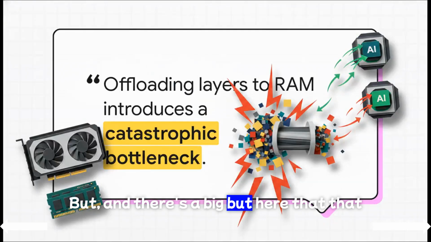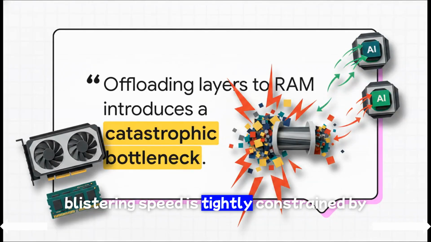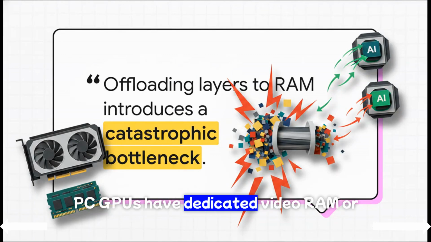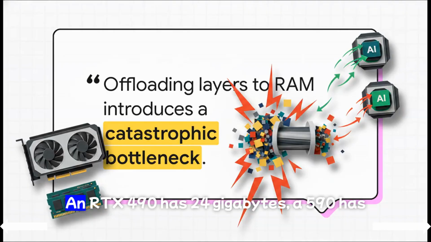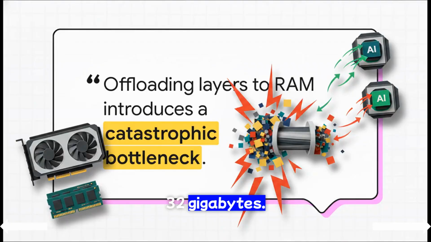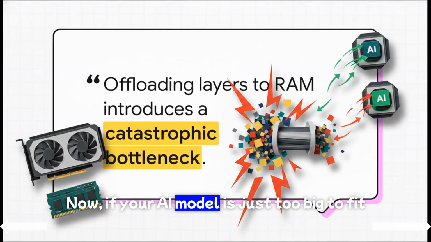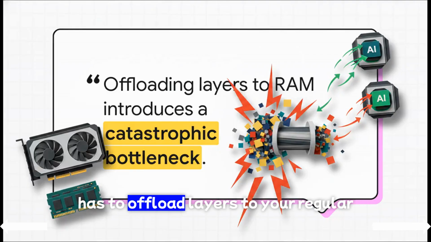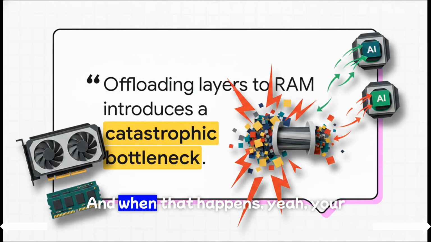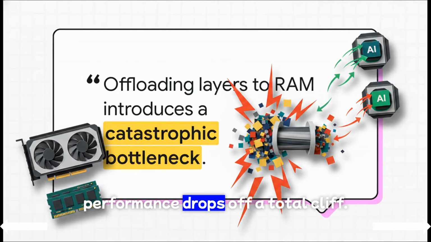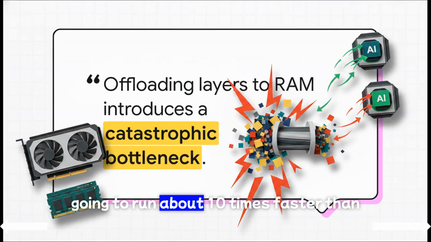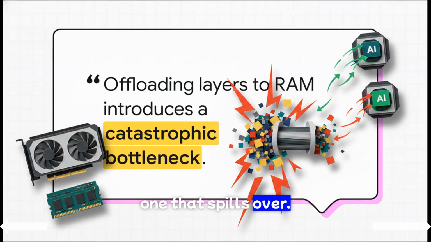But, and there's a big but here, that blistering speed is tightly constrained by a very fixed physical limit. PC GPUs have dedicated video RAM, or VRAM. An RTX 4090 has 24 gigabytes, a 5090 has 32 gigabytes. Now, if your AI model is just too big to fit inside that dedicated VRAM, your system has to offload layers to your regular system RAM. And when that happens, yeah, your performance drops off a total cliff. Basically, a model that fits in VRAM is going to run about 10 times faster than one that spills over.